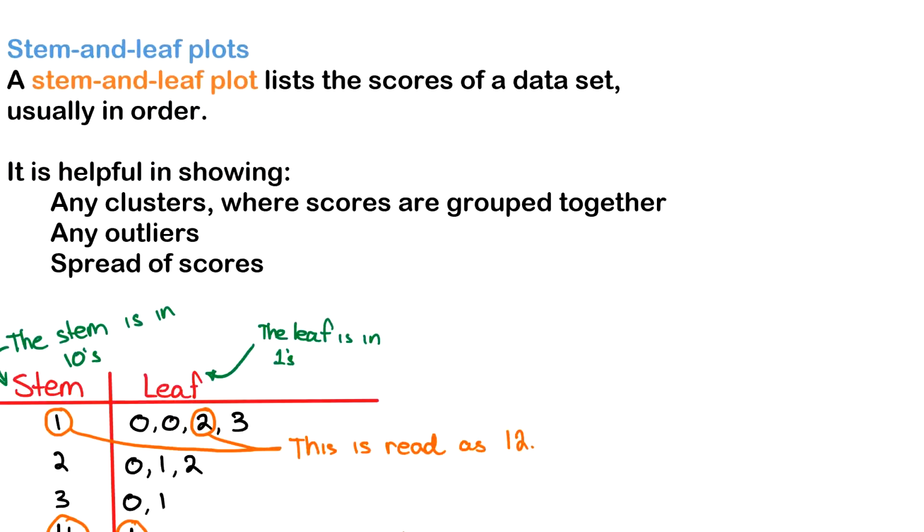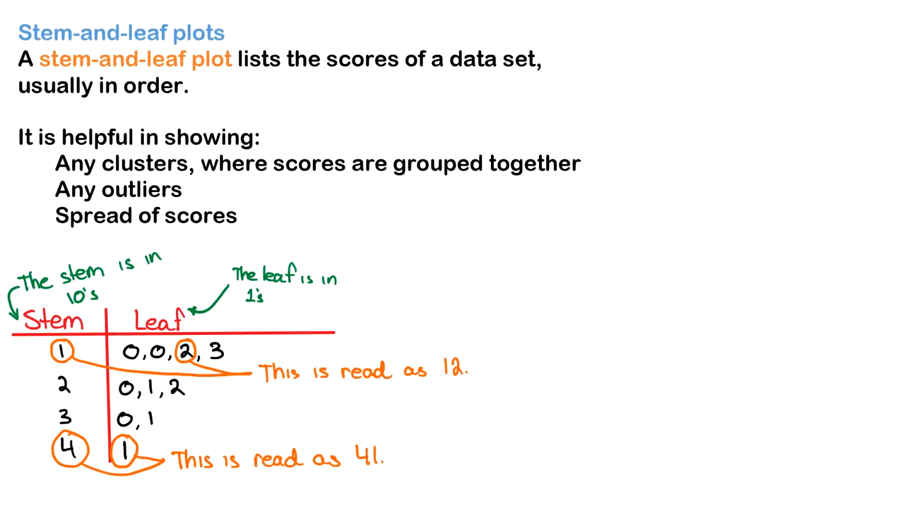The next thing we want to look at is what we call stem and leaf plots. Now these are a little bit harder to understand, but once you get the hang of it, it's pretty easy. A stem and leaf plot lists the scores of the data set, and usually they're in order, but it's always good to double check. These are helpful to show clusters or outliers or how the data is actually spread out.